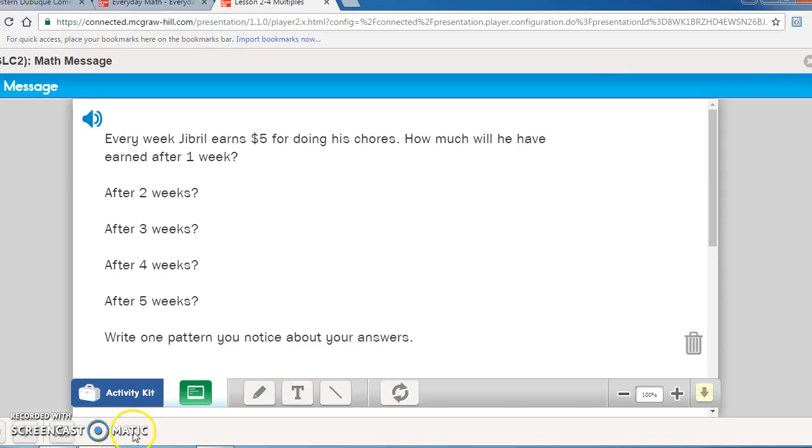Our math message. Every week, Jabril earns $5 for doing his chores. How much will he have earned after 1 week? 2 weeks? 3 weeks? 4 weeks? After 5 weeks? On a piece of paper, write one pattern you notice about your answers.